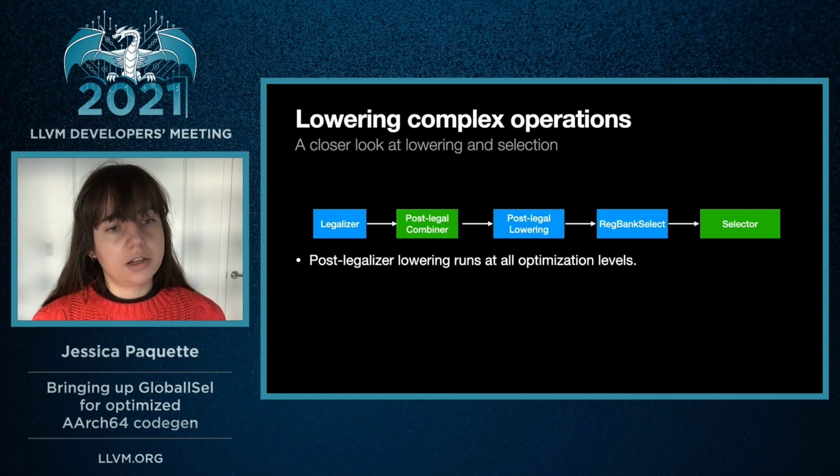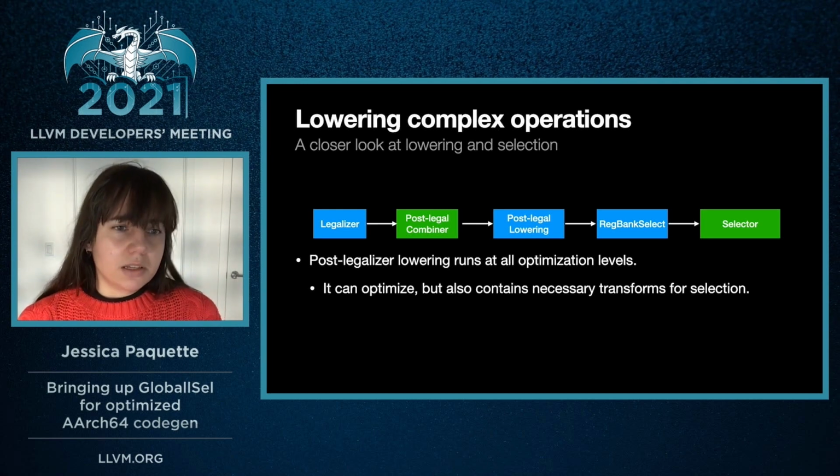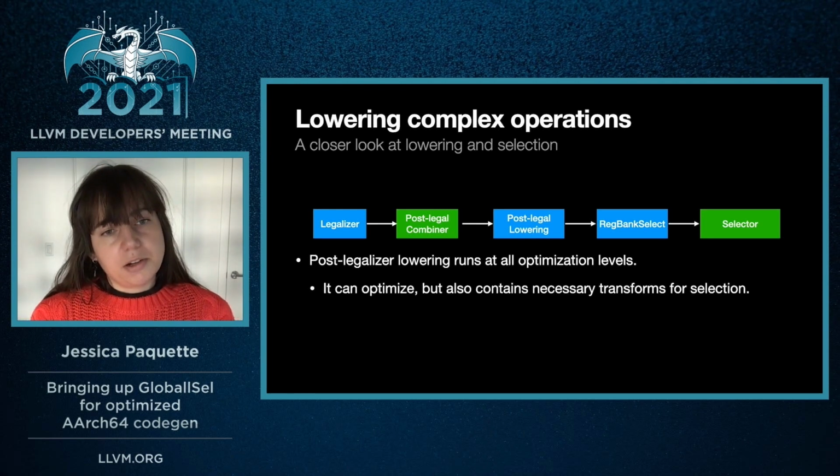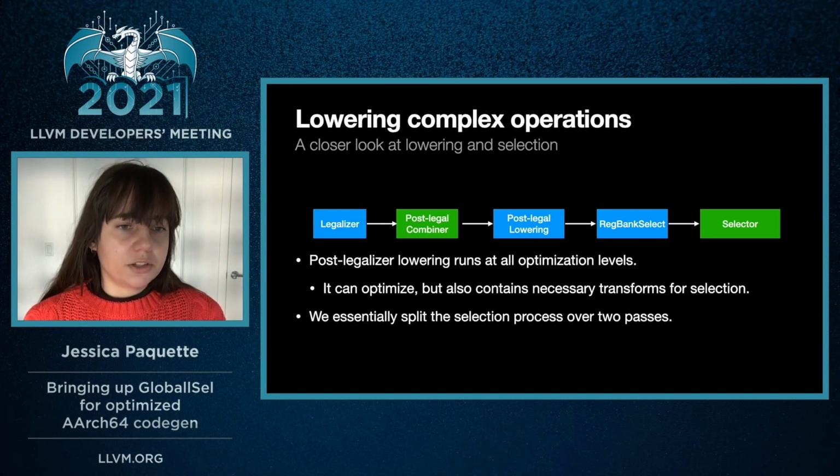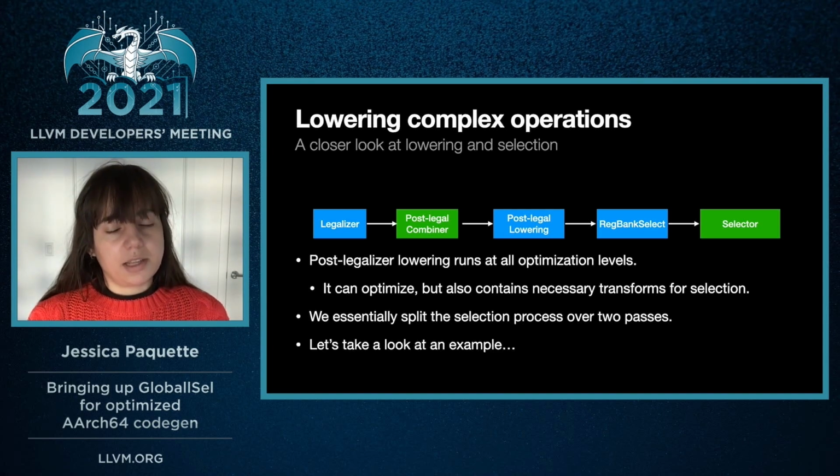Post-legalizer lowering runs at all optimization levels. It can optimize, but it also contains necessary transforms for selection. We essentially split the selection process over two passes. Let's take a look at an example.